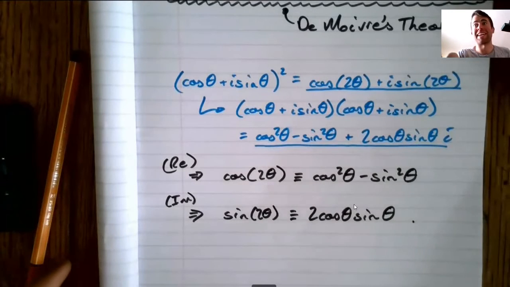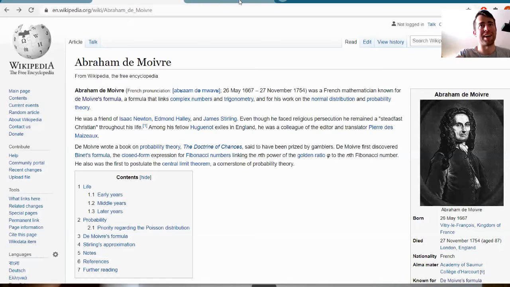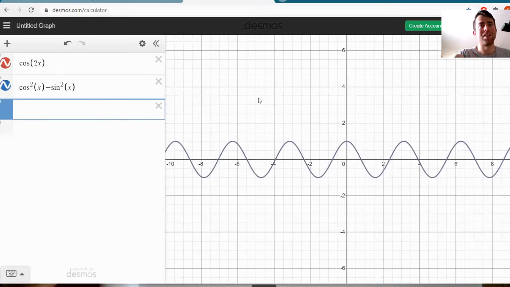I'm going to get onto Desmos, just to try and make you believe it. Where I've plotted cos of 2x and cos squared x minus sine squared x. And just look, they're exactly on top of each other. They're exactly the same. Let's just try it for sine as well.